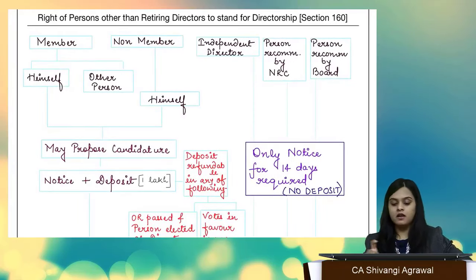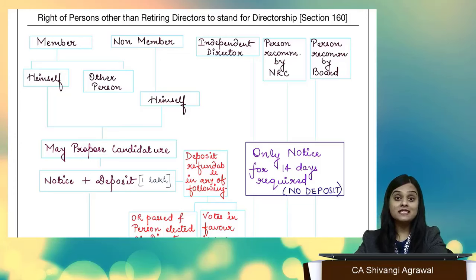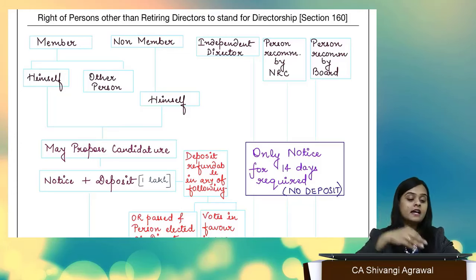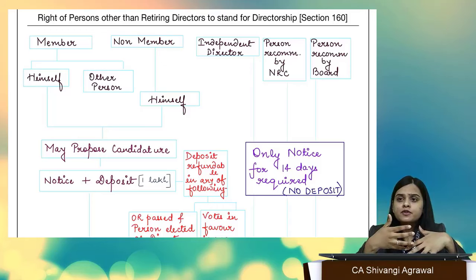Fine. Okay, ma'am. Section 160. What is it? It is a section for new candidates. That means, see, who will be the first directors? They will either be the subscribers, or they will be someone who is known to the board.